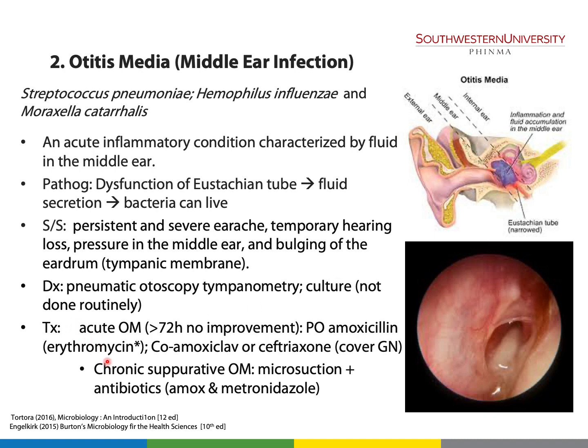So treatment of choice for otitis media includes amoxicillin, co-amoxiclav, or ceftriaxone. Co-amoxiclav and ceftriaxone are given to cover gram-negative organisms. But if the organism is Streptococcus pneumoniae, which is gram-positive, you can just give amoxicillin. For chronic suppurative otitis media, microsuction should be done plus antibiotic treatment like amoxicillin and metronidazole.